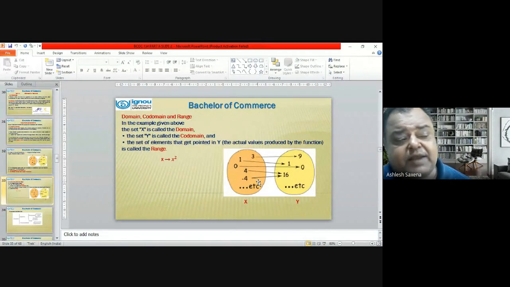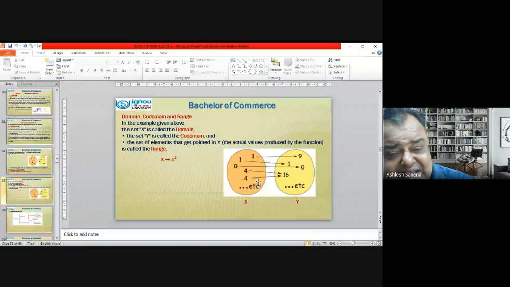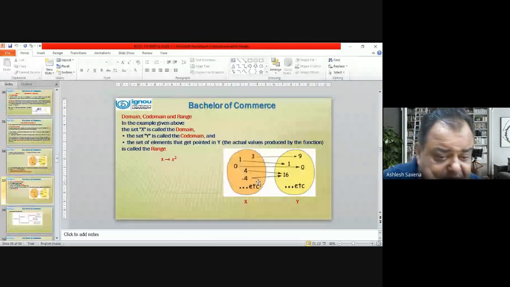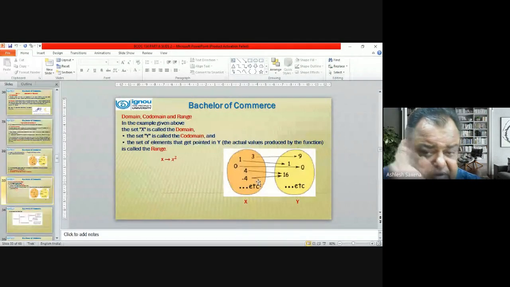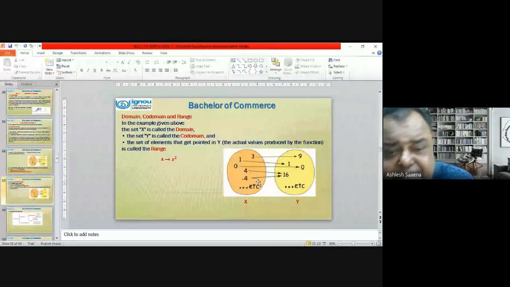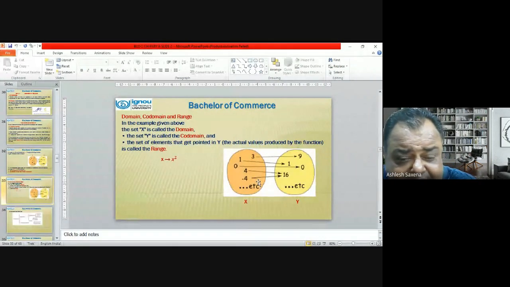Now comes what is meant by domain, codomain, and range. You have seen these two values. Set X is called the domain, which has all the values. Set Y is called the codomain. That means it is representing the set of elements that gets pointed to in Y from the elements of set X. The actual values produced by the function are called its range.